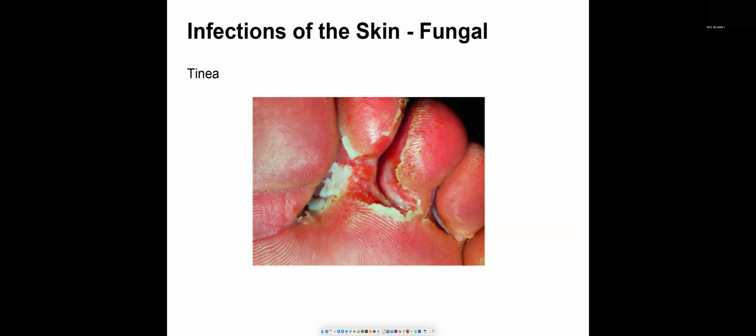And tinea versicolor, which is found on the trunk of the body. And again, this can cause a discoloration that may look a little bit lighter or darker depending on the actual surrounding skin.